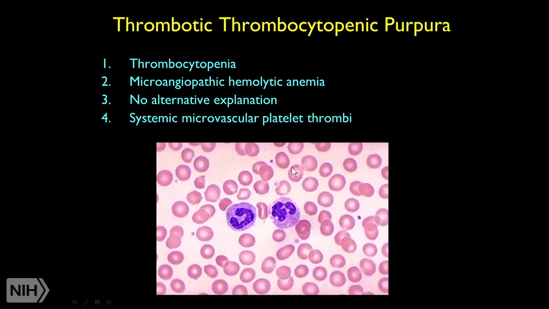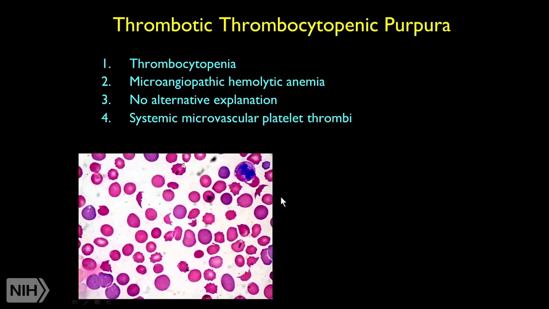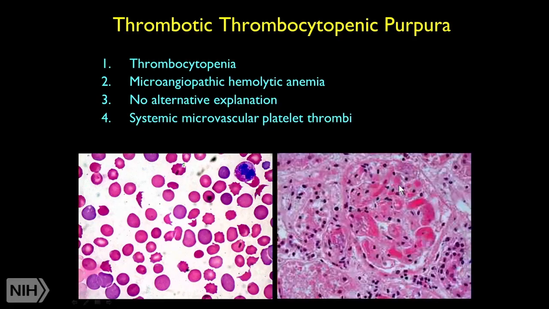If you look at a normal blood smear, you have nice red cells and a few platelets around the smear. In a patient with TTP, what you have in this particular smear are no platelets and a bunch of shredded, mechanically damaged red cells. A consequence of that is small blood vessel occlusion. Here's a glomerulus shown.